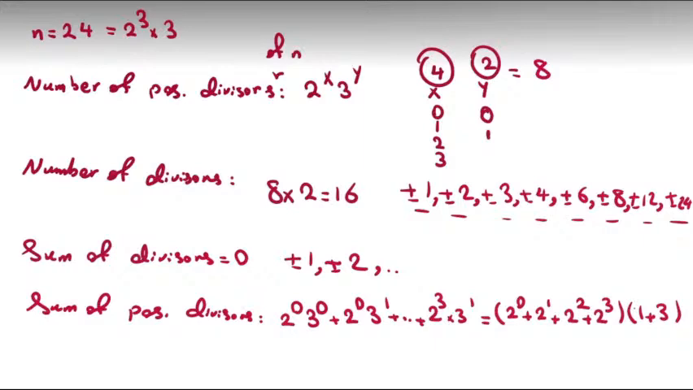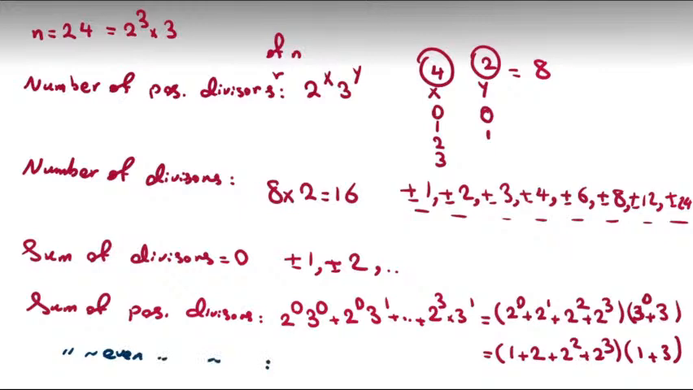Here also we can say 3^0, 3^1. If you multiply, all divisors will be created, and then there will be a plus between them. Or instead of 2^0, you can write 1: (1 + 2 + 2^2 + 2^3)(1 + 3). Look, the idea is important.